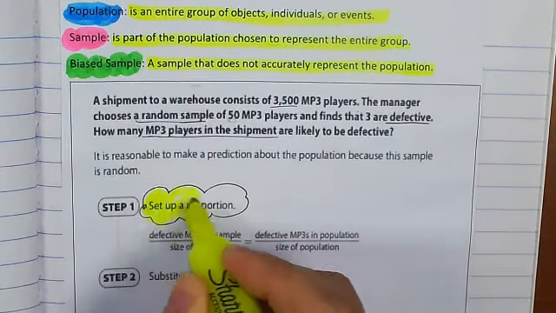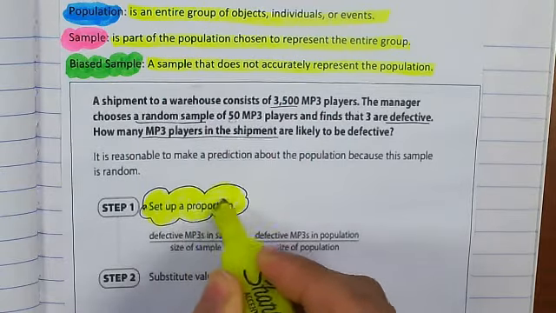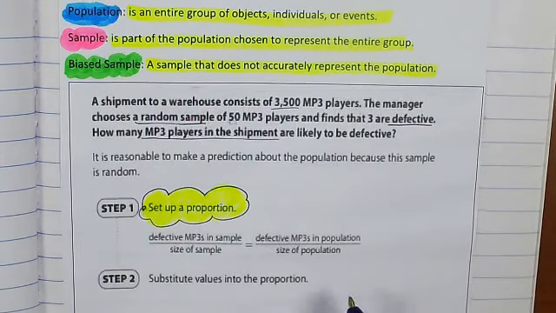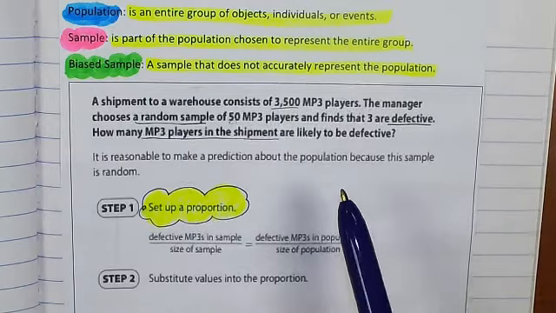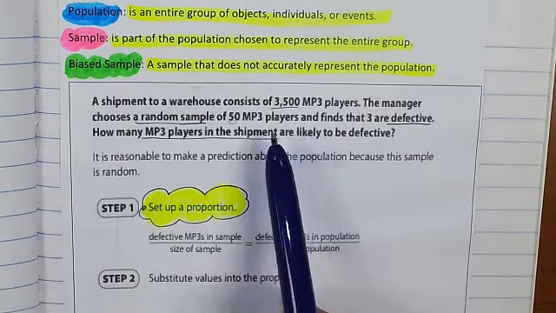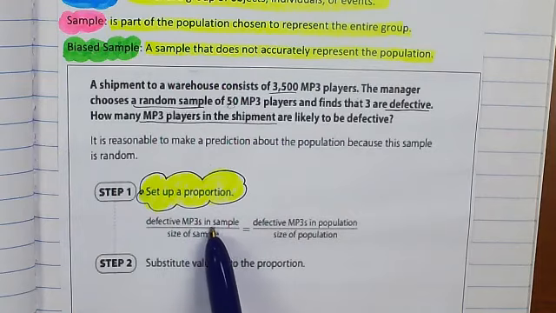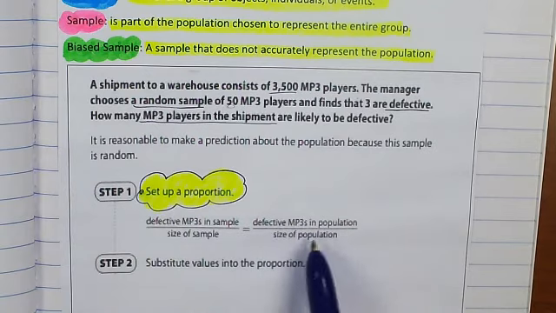Proportion, proportion, proportion. This is one of the main concepts in seventh grade. It's used widely in many concepts. Every time I have 3 numbers and I'm asked to find the fourth, that is a proportion. Every time I'm comparing 2 quantities and I need to figure out one missing, that is a proportion. So here we're comparing the defective MP3 players in the sample to the size of the sample, and we're going to compare that to the defective MP3 players in the population to the size of the population.